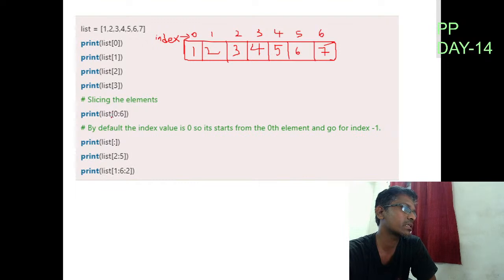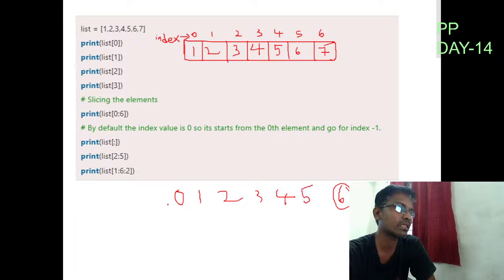So next one, print list of 0 colon 6. So 0 will be included and 6 will be excluded. That means the index positions from 0 to 6 will be 0, 1, 2, 3, 4 and 5, and 6 will be excluded. Then the elements at positions 0, 1, 2, 3, 4, 5 will be 1, 2, 3, 4, 5 and 6 only. That will be the output for the given expression.